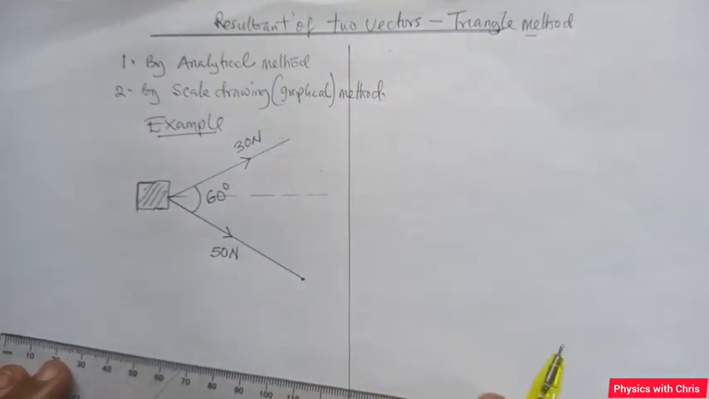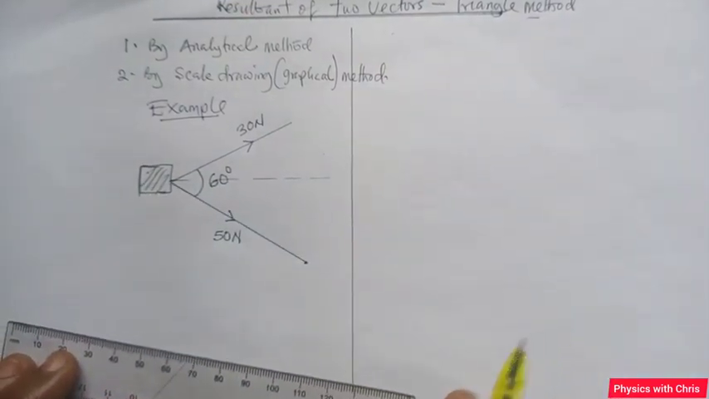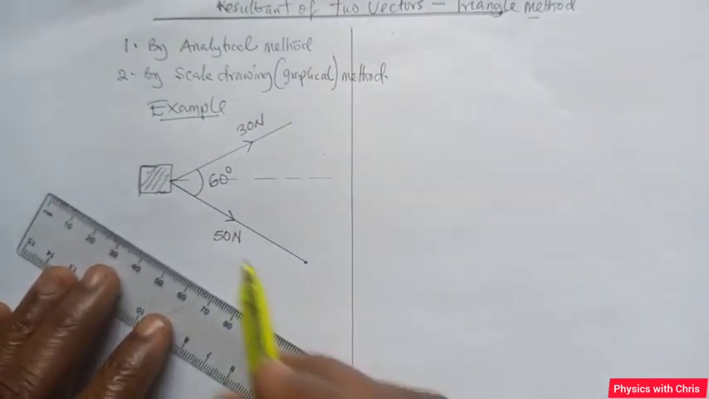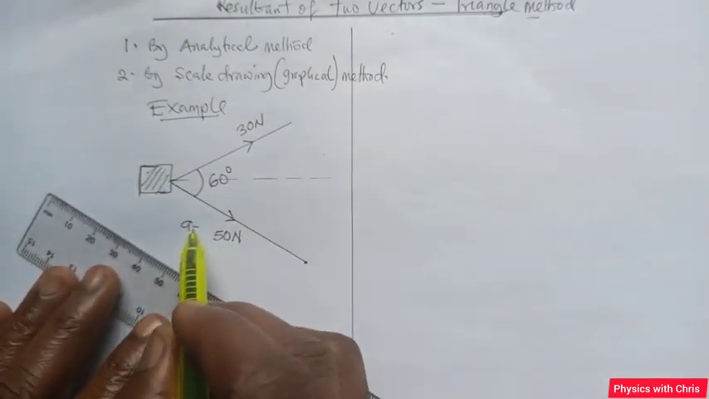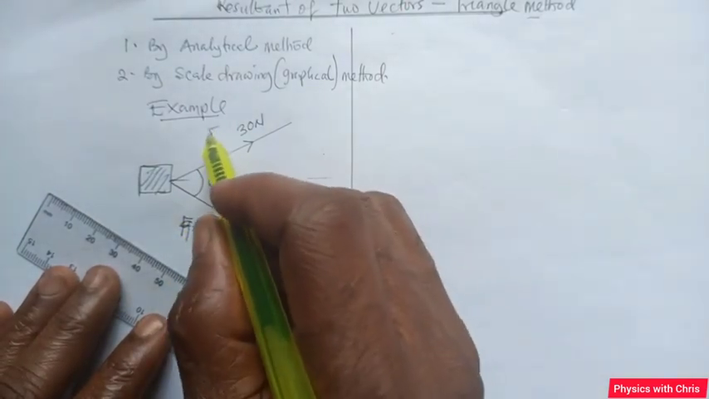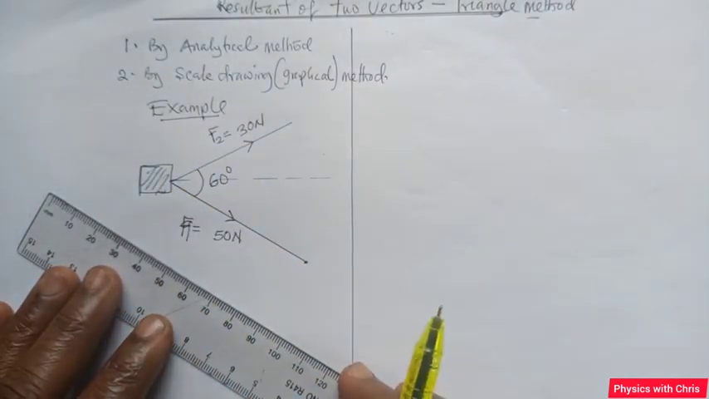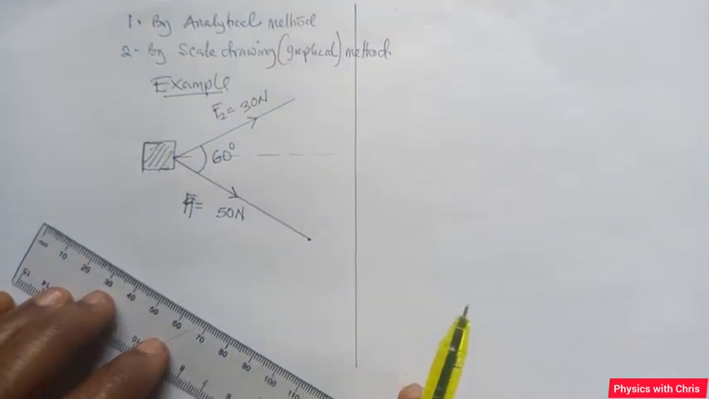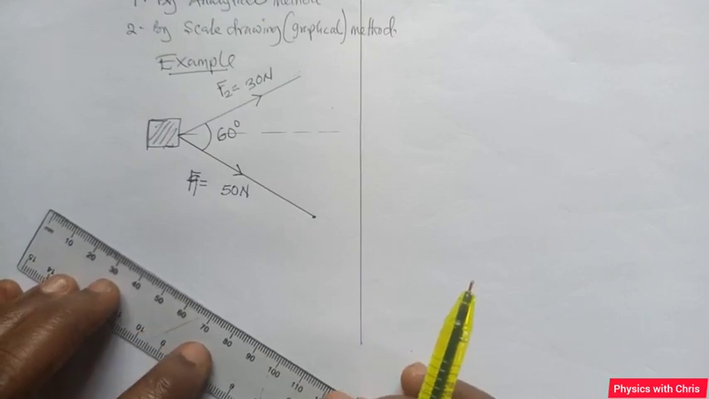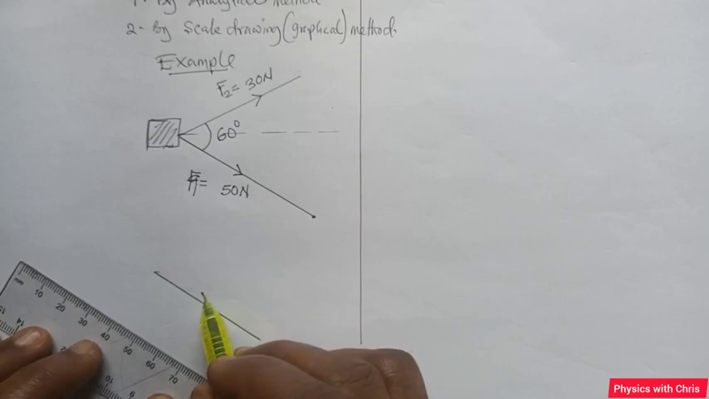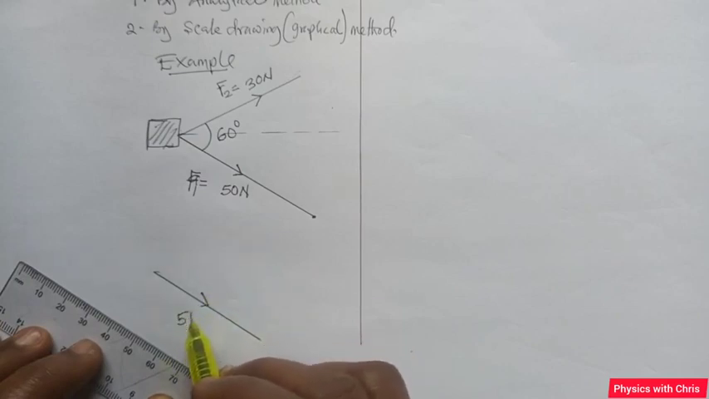First of all, by the calculation method, we try to redraw this diagram. Let me call this force F1, and I call this one force F2. Now force F1 is acting this way, both in magnitude and direction. I want to redraw that here, just the way it is acting there. This is my F1, acting along this line. The magnitude is 50 Newton.